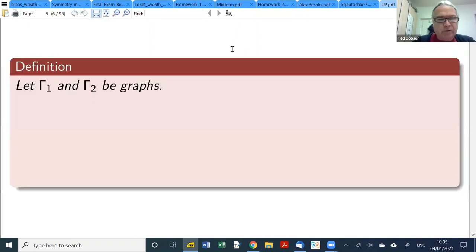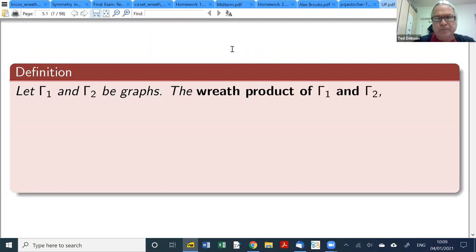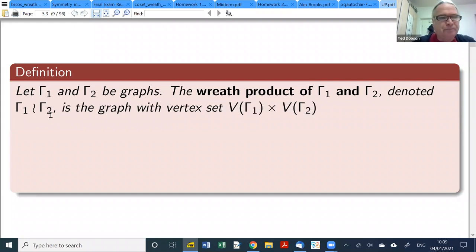First thing I need to tell you about is the wreath product. So let's let gamma 1 and gamma 2 be graphs. The wreath product of gamma 1 and gamma 2, I'm gonna denote it with this symbol here, a sort of backwards integral sign. If you're into LaTeX, it's actually backslash wr. So LaTeX recognizes this as the wreath product symbol. A lot of people use square brackets, a square bracket here, a square bracket there, to make you think perhaps of a function composition. And there's a reason for that.